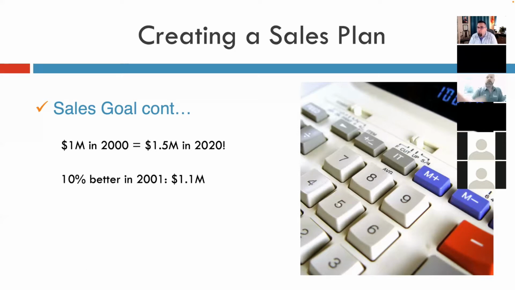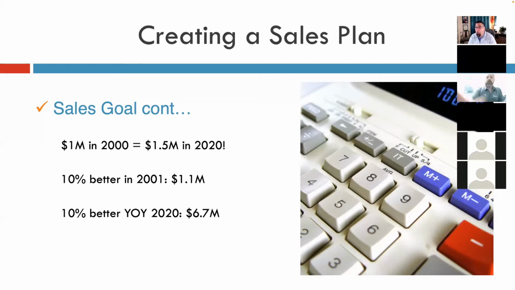But imagine if you were just 10% better. So 10% better in the year 2001 would have meant your sales goal was 1.1 million. And if you were to continually be 10% better every year for the last 20 years, your sales goal last year should have been $6.7 million. All right, that's a huge jump.